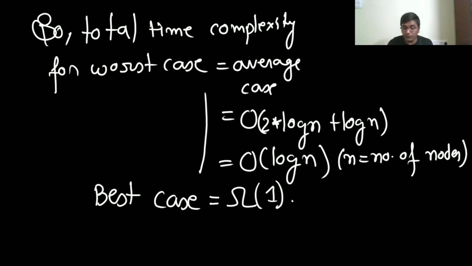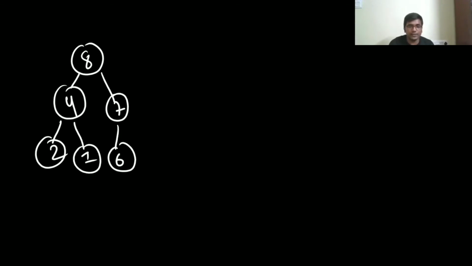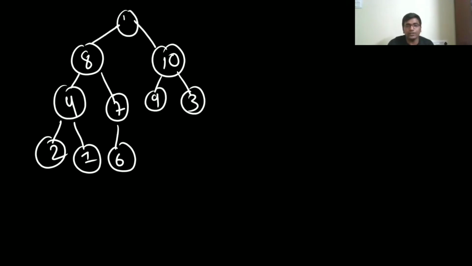When will the best case happen? Suppose you are having a tree with 8, 4, 7, 2, 1 and 6, and here you are having 10, and here 9, and here 3. Now you are adding a tree node which is having 40. Now it is maximum only between the left child and right child. The left subtree is a max, the right subtree is a max.